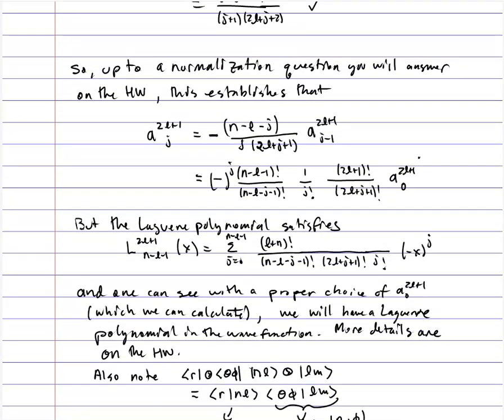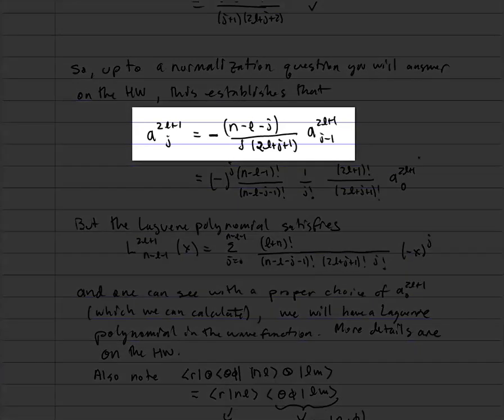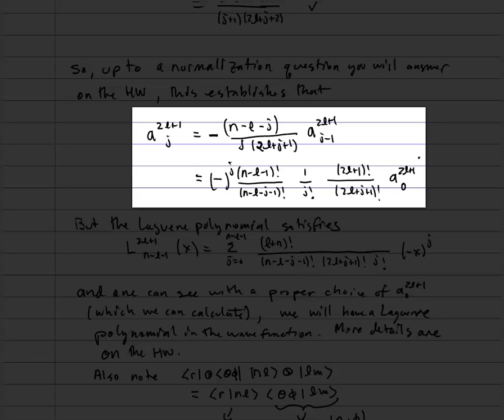All right, so now, just up to a normalization question, which you're going to answer on the homework, this establishes this recurrence relation: A_{2L+1,J} is minus (N - L - J) divided by J times (2L + J + 1), times A_{2L+1,J-1}. I can then just solve this recurrence relation by replacing that A_{2L+1,J-1} by A_{2L+1,J-2} times a number, and all the way down till I get to A_{2L+1,0}. And you get a whole bunch of factorials when you do that.